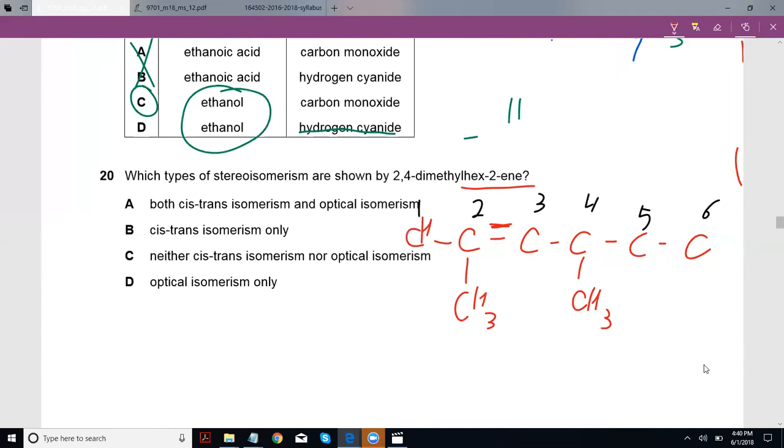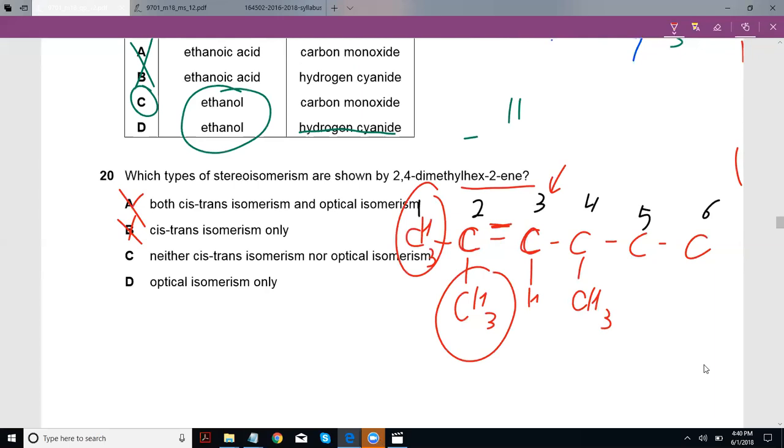Now, I don't think this can go cis trans, because for cis trans you need two different groups attached to both double bonded carbons. So it works in carbon number 3 because it has hydrogen and the entire carbon chain. That's fine. But carbon number 2 is just attached to two methyl groups. If you just look here, they're both methyl groups. The double bonded carbon has to be attached to two different groups. So in this particular case, you cannot have cis trans, so you can cross out A and B.